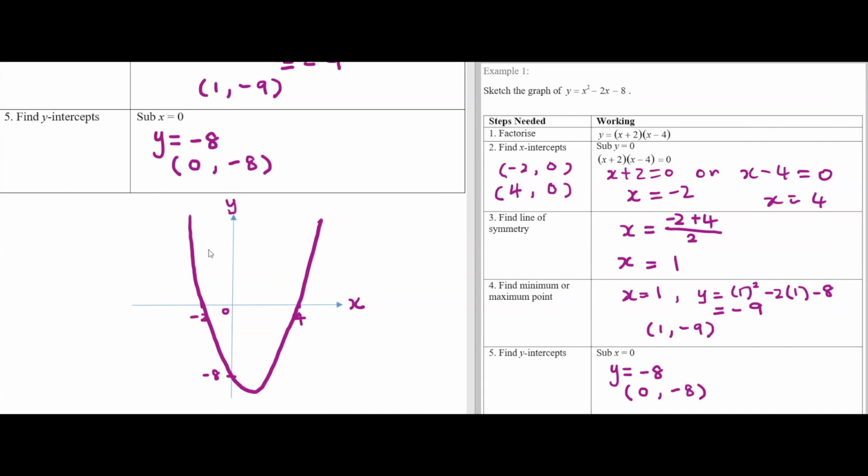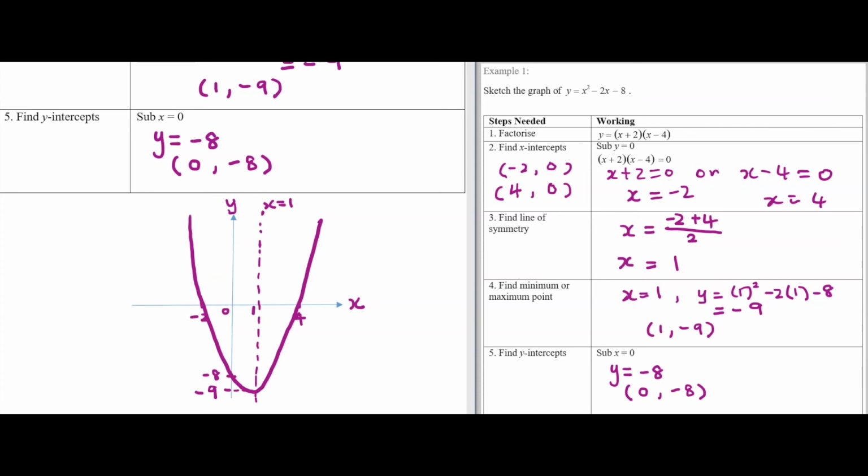So once you are happy with your graph, what you can do next is to put in the remaining information, starting from the line of symmetry, which you can draw a dotted line, right? And you can label the point where it cuts through the x-axis as x equals to 1, and label the equation for the line of symmetry. And at the minimum point, you could also label the y coordinate, which is -9.